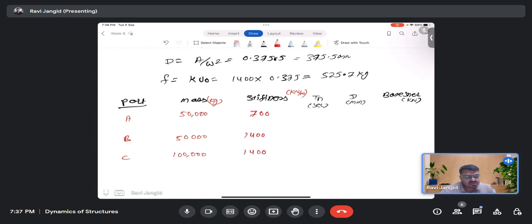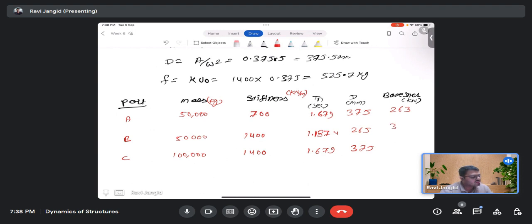So in this, Tn is coming out to be 1.679. In this my time period is decreased to 1.1874, and in this it is the same, 1.679. D is coming out 375 mm, 265 mm, 375 mm. So base shear is 263, it is 372, and it is 526.